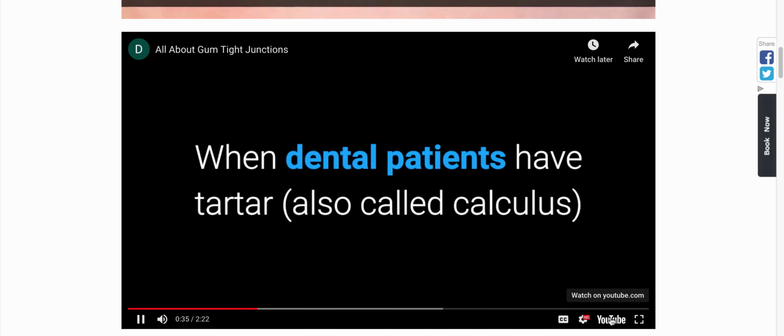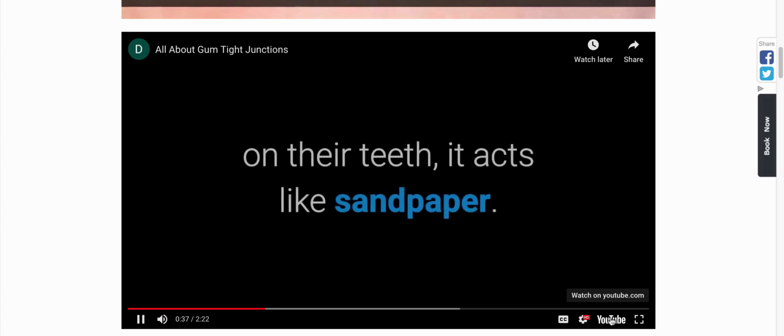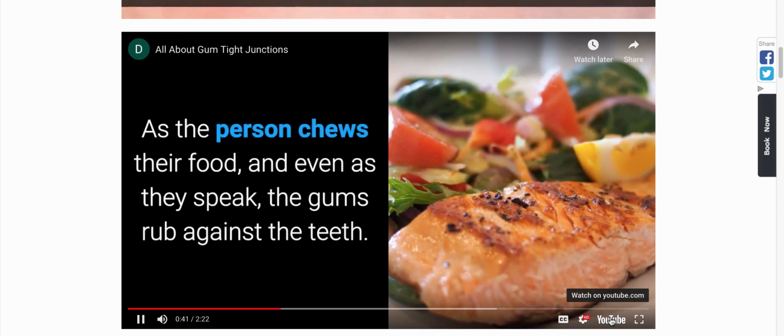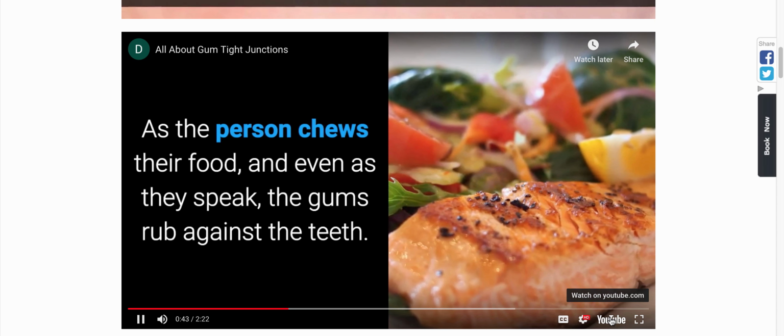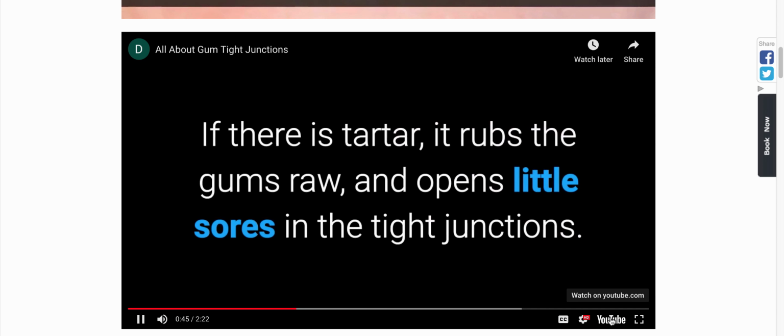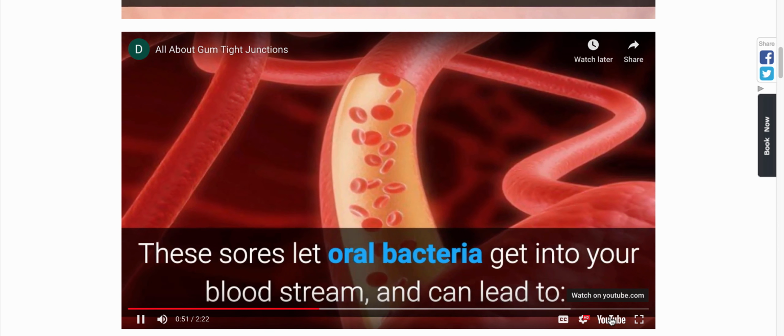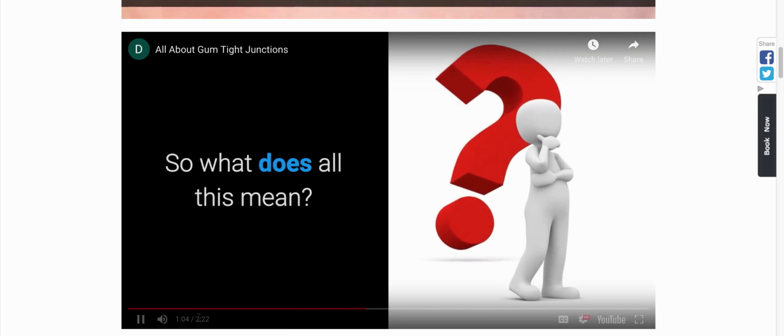When dental patients have tartar, also called calculus, on their teeth, it acts like sandpaper. As the person chews their food, and even as they speak, the gums rub against the teeth. If there is tartar, it rubs the gums raw and opens little sores in the tight junctions. These sores let oral bacteria get into your bloodstream and can lead to heart disease, stroke, diabetes, Alzheimer's disease, arthritis, and even cancer. So what does all this mean?